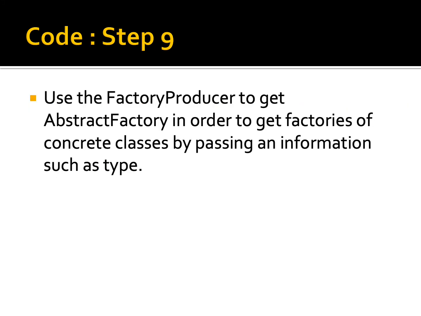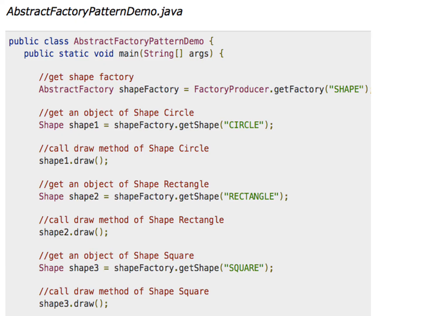Use the factory producer class to get the abstract factory in order to get the factories of concrete classes by passing information such as type, as we have already done in our factory producer class. The next is our demo class, the client class, through which we will see how we can use the abstract factory design pattern for the creation of our products or objects.